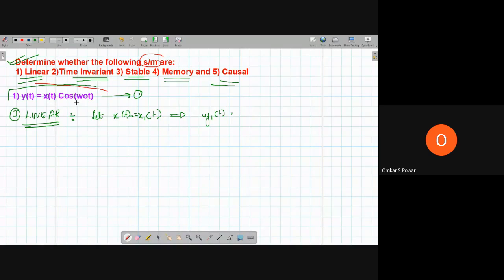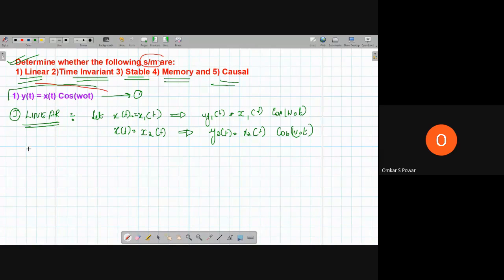x of t into cos omega naught of t. So x of t will become x1 of t into cos omega naught of t. Now let x of t be equal to x2 of t. This implies y2 of t is equal to x2 of t into cos omega naught of t. We are just replacing x by x1 of t, and x by x2 of t.